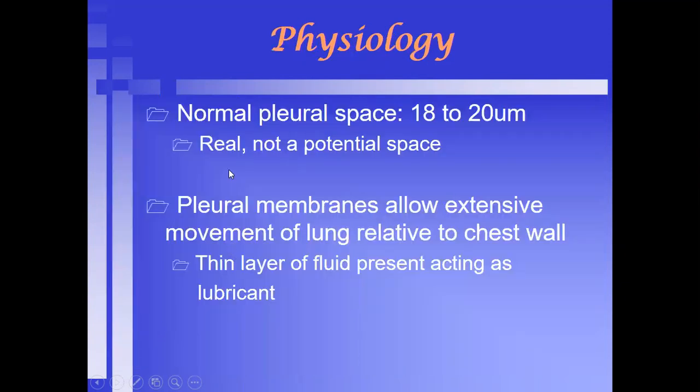The normal pleural space is only 18 to 20 micrometers, so it's very small, but still a real, not potential space. And the purpose of your pleural membranes is to allow extensive movement of the lung relative to the chest wall. So inside the pleural space, you have a thin layer of fluid acting as a lubricant to prevent friction between your visceral and parietal pleura.